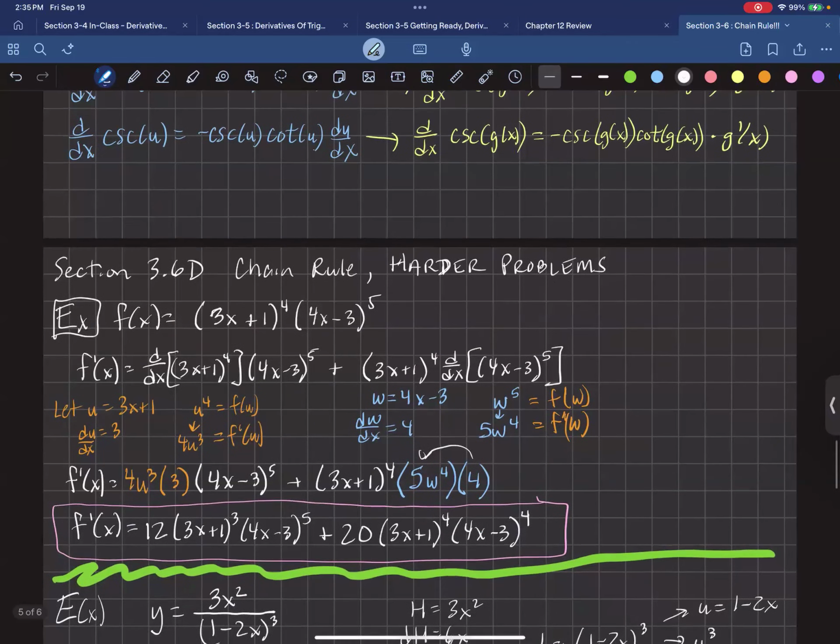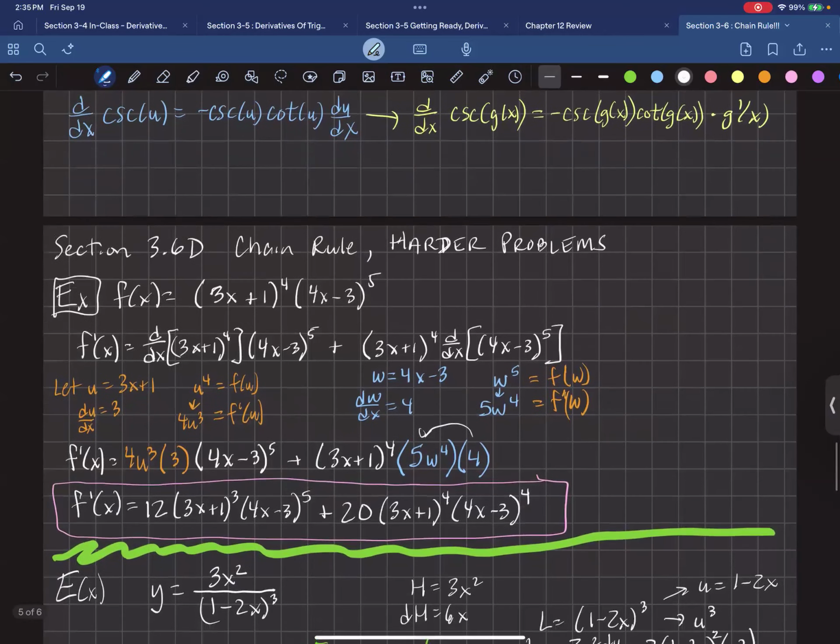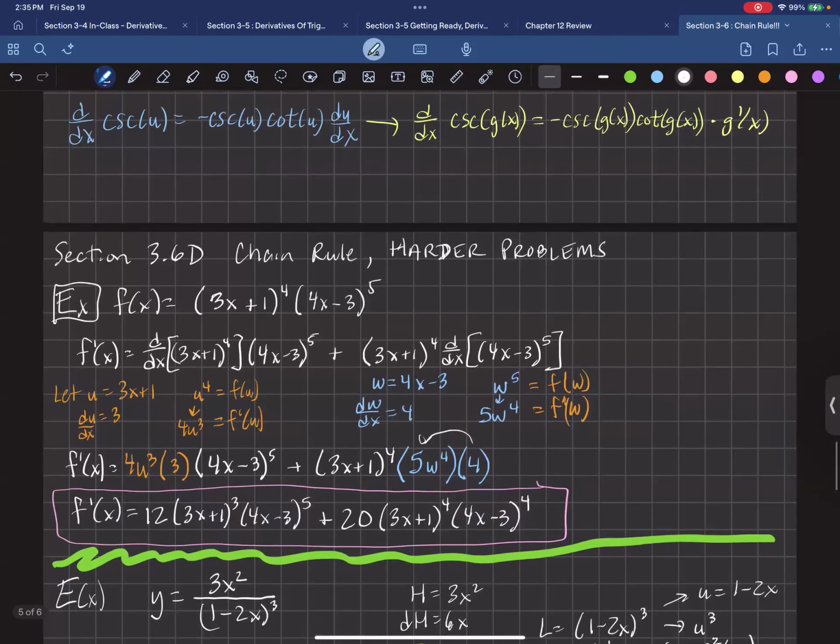Here's another example for you to try. Oh, I have that too high. You can see too much already. That's a bad deal. This was a quotient rule. Do y equals 3x squared over the quantity (1 - 2x), all that cubed. All right, I'll assume you pause the video and we'll take a look at it.